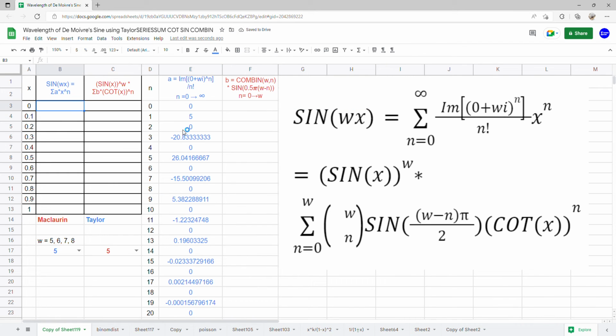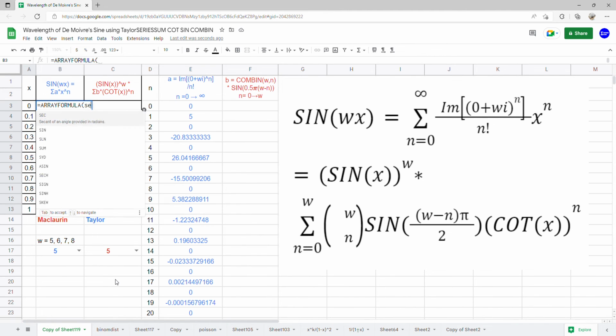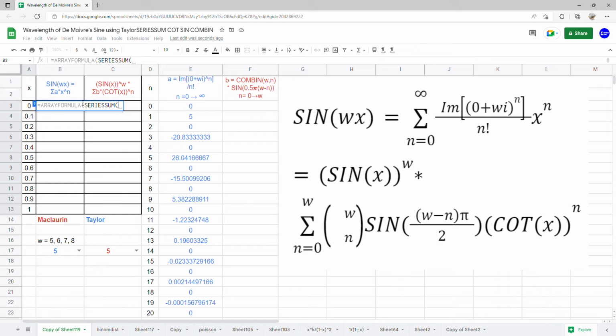Now we can complete the Taylor series expansion. So array formula of the x values raised to the power n, where n starts from 0, incremented by 1. That's SERIESSUM. So array formula SERIESSUM of the x values raised to the power n, where n starts from 0, incremented by 1, and the coefficient will be this range.